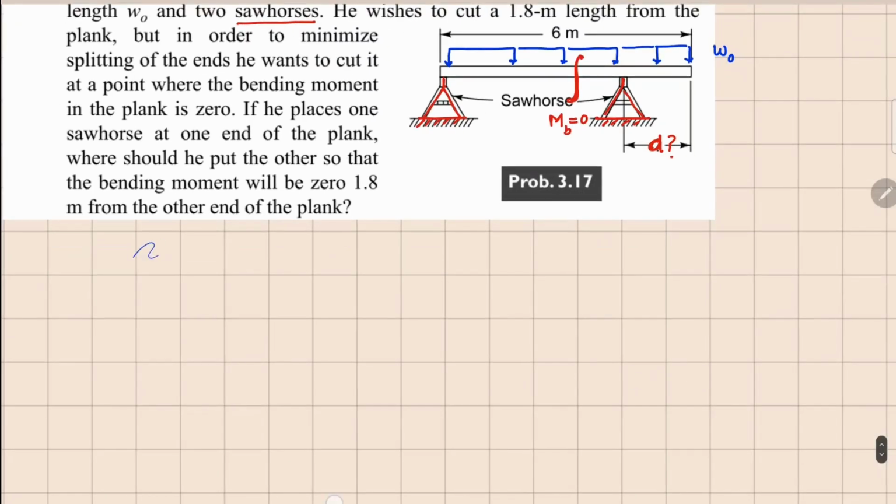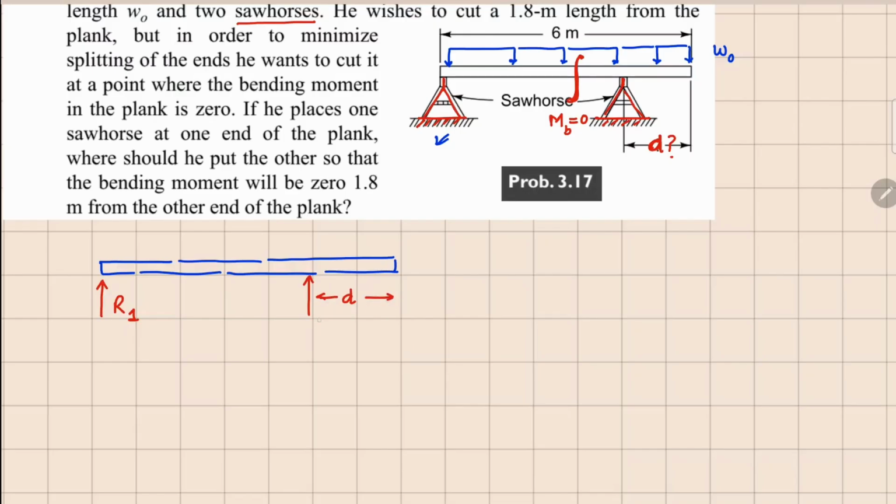So let's set up this problem and let's draw this beam here. Now the first support is right at the end here, so let's say this is giving us a support R1. The second one here is at a distance D from this side, giving a reaction of R2 there. And this whole thing has this uniformly distributed load W naught, and we want to figure out the value of MB and check that this should be 0 here, whereas this distance from here to here is 1.8 meters.